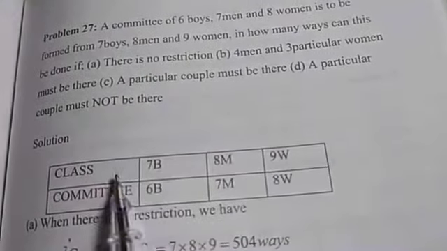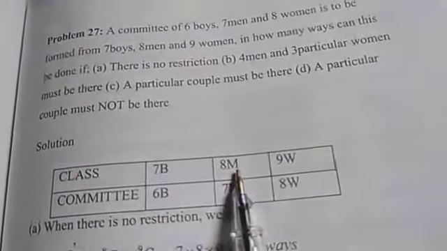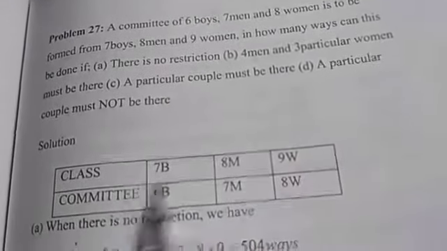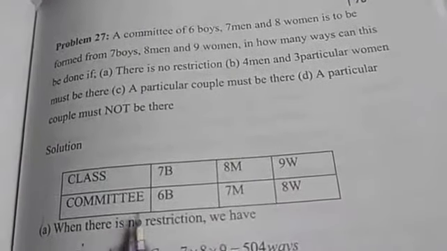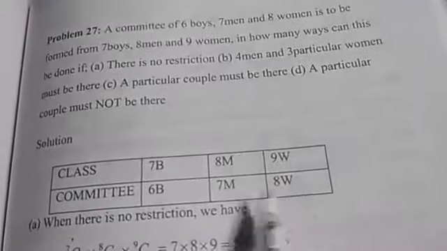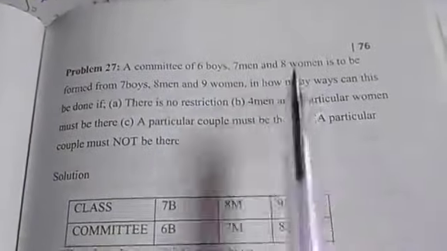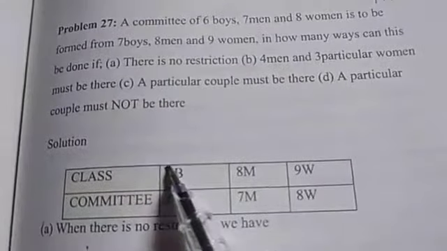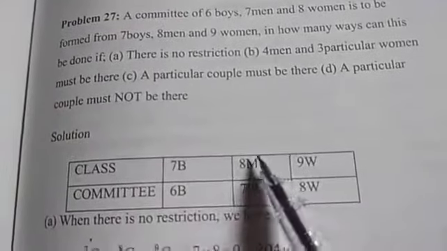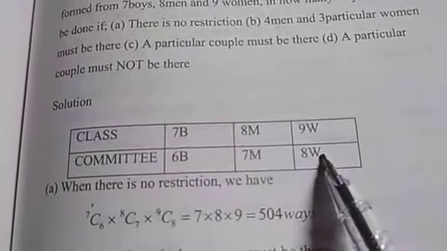So this is the group, the class, 7 boys, 8 men and 9 women must come first. The committee will follow, or any group that you want to form. That is 6 boys, 7 men and 8 women. Now the first question says there's no restriction. If there's no restriction, our answer will just be 7 combination 6 times 8 combination 7 times 9 combination 8.